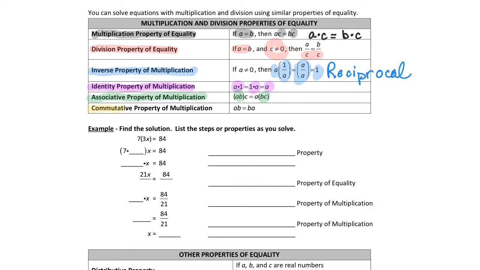And finally, the commutative property of multiplication. This is the one that just says that it can be flipped around. So for example, 3 times 2 is equal to 2 times 3.